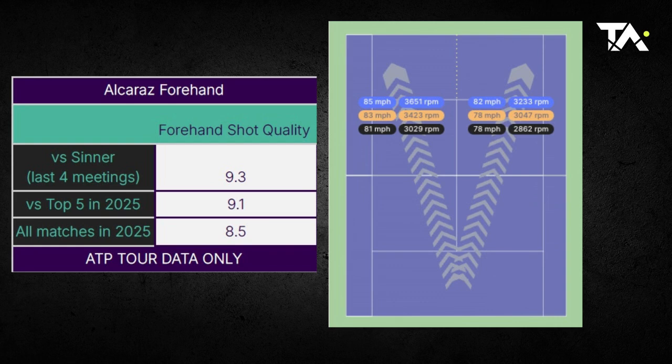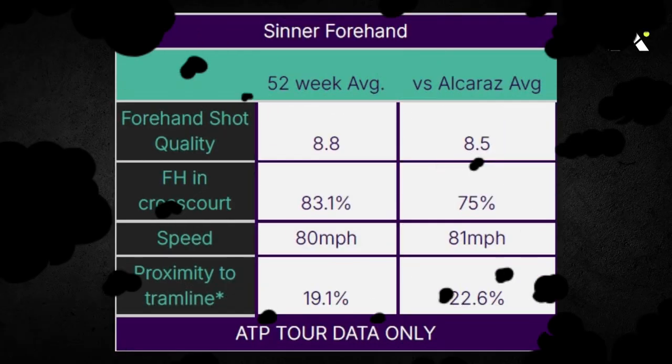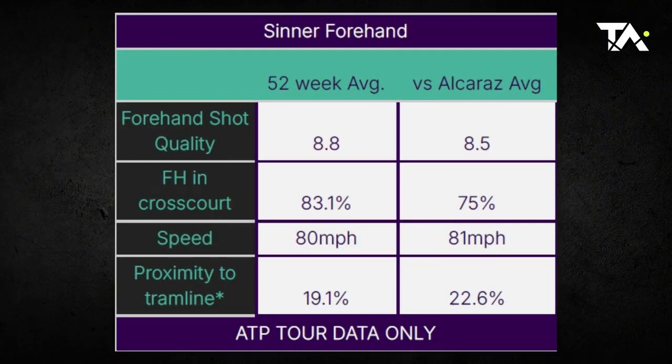The second image showcases the Alcaraz forehand topspin speed and spin rates on forehands from the center third of the court. The blue figures represent his last 4 matches against Sinner, the orange figures represent his 2025 average, and the black figures represent the 2025 tour average. As you can see here, his forehand jumps significantly in both speed and RPMs versus Sinner from the center third of the court.